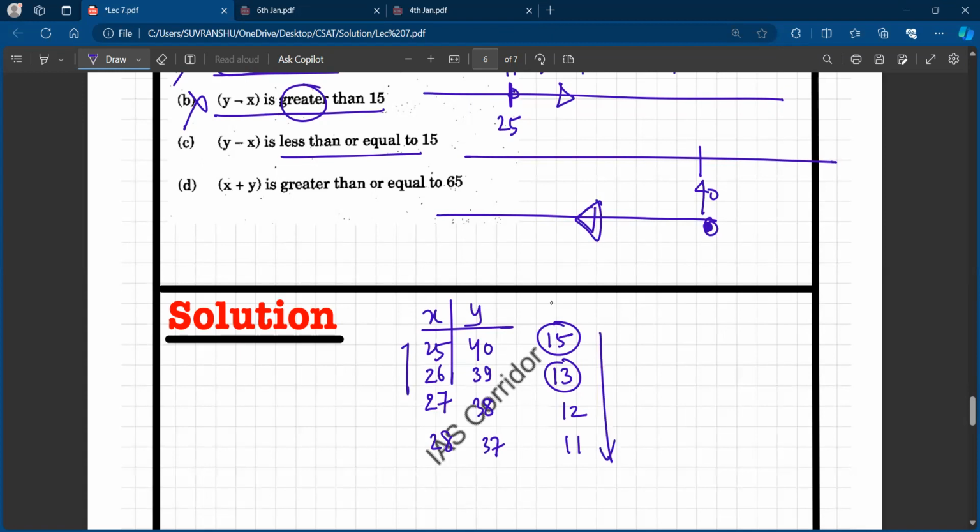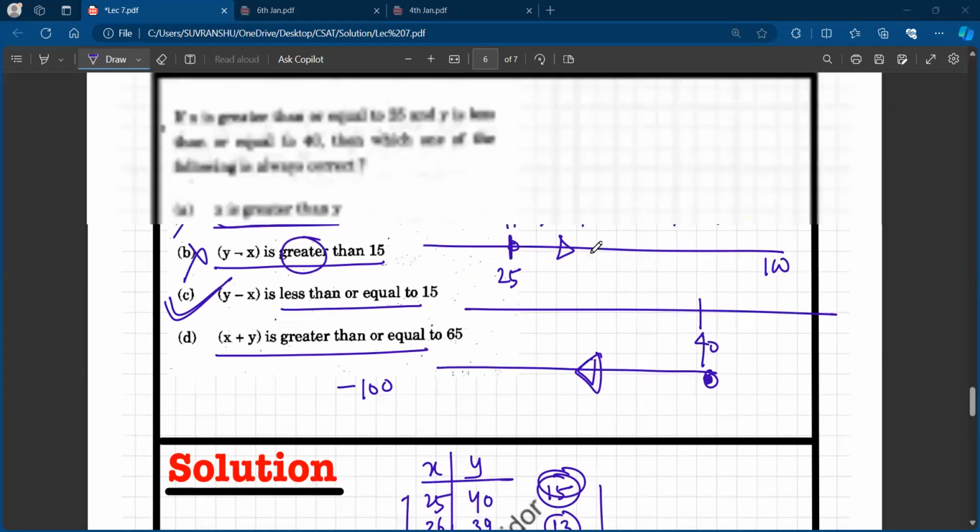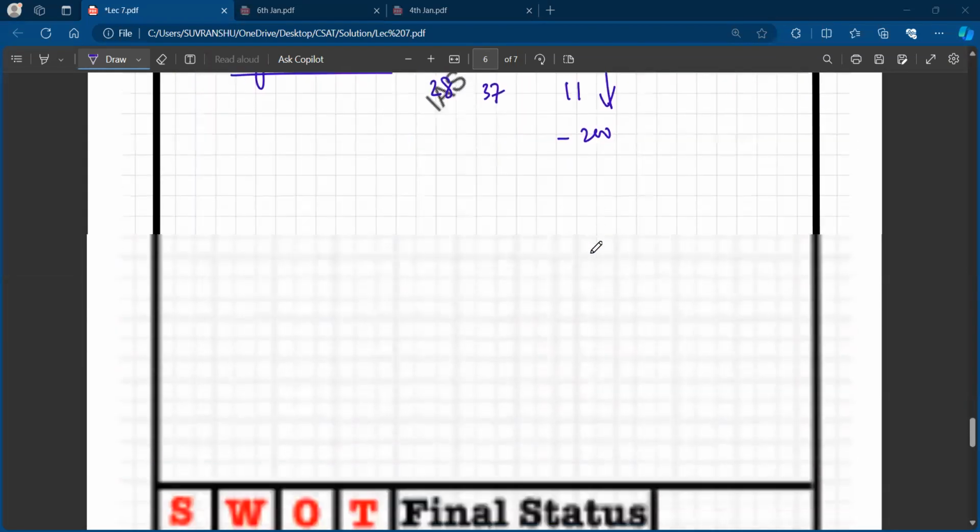Now what will happen at a point? Suppose y goes to minus 100, x will go to positive 100. Now what will happen? Y minus x will be somewhere around minus 200, right? So anyways, 15 is the highest value. So y minus x is less than or equal to 15, yes or no? So this is correct. Or else you can check this option, X plus y is greater than or equal to 65, and eliminate it. Clear? I hope you have solved this problem. Now let us proceed to the next question.